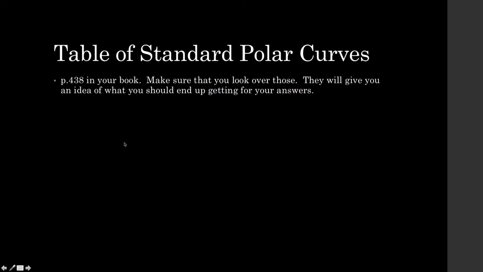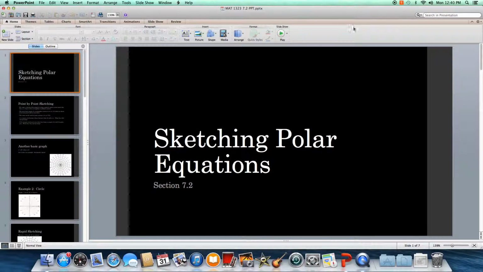Now, on page 438 in your book, you will notice there's a table of polar curves. Make sure you look over those, because if you memorize that table, you should be able to look at any of these basic curves you're given and tell me kind of what the graph is going to look like. You can tell me if it's a cardioid or a four-leaf rose or whatever. So look over those. If you have questions, please let me know.